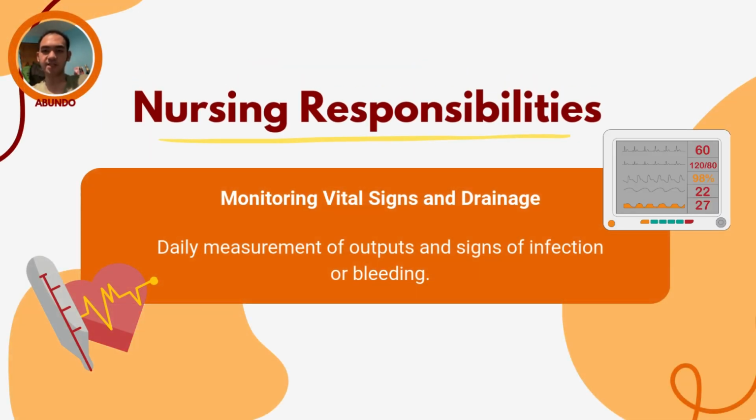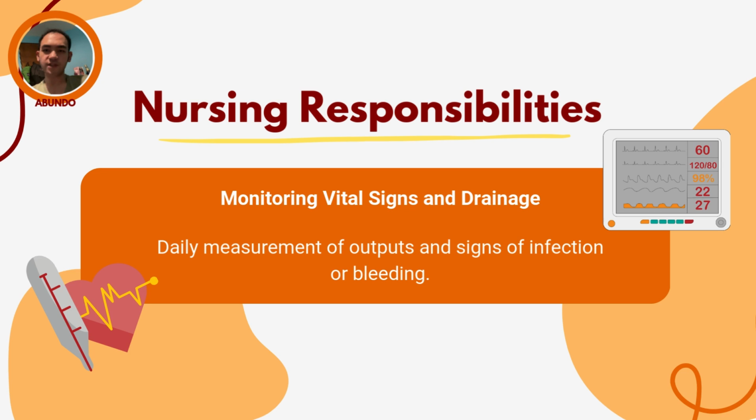Post-operative nursing care plays a critical role in ensuring a smooth recovery and in preventing or managing complications. The following nursing responsibilities are essential in providing safe and effective care to patients who have undergone the Frey procedure for chronic pancreatitis. First is the drain monitoring.